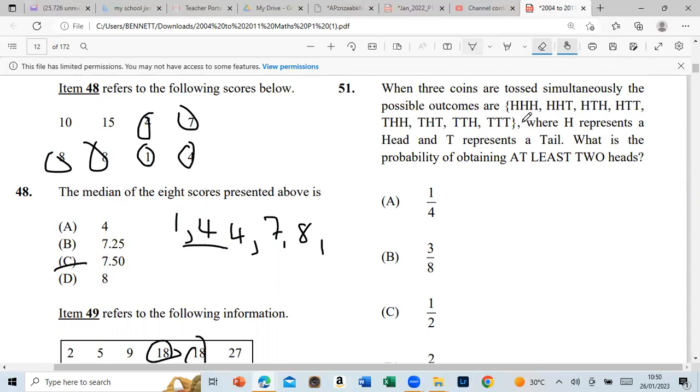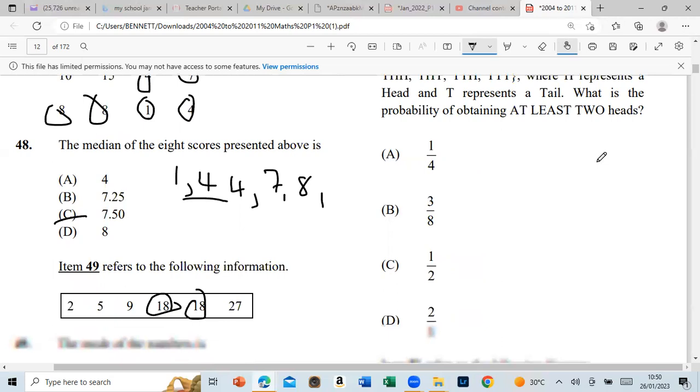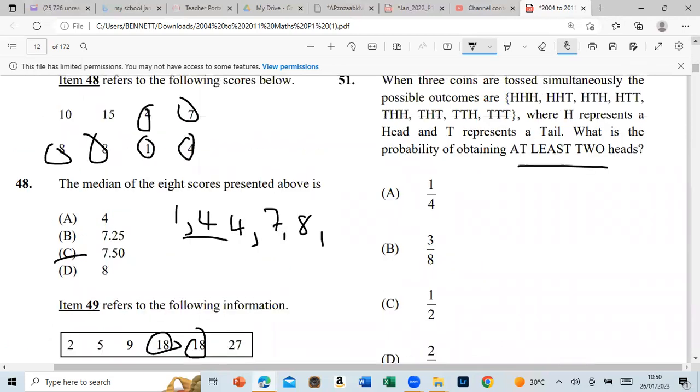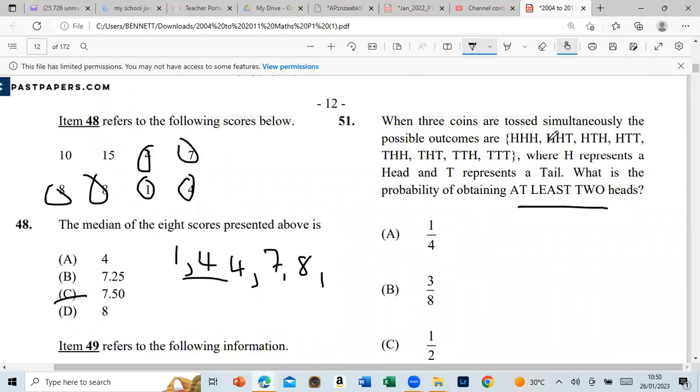Alright. When 3 coins are tossed simultaneously, the possible outcomes are each where H represents head and T represents tail. What is the probability of obtaining at least 2 heads? So we're just going to look for the ones with 2 heads in them, and they will put that over whatever. At least.